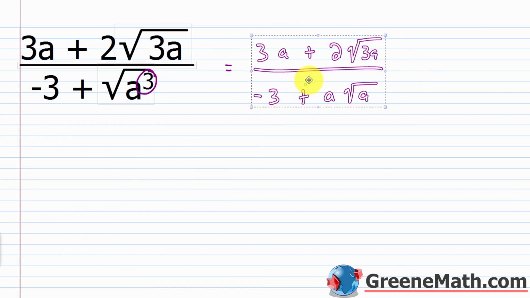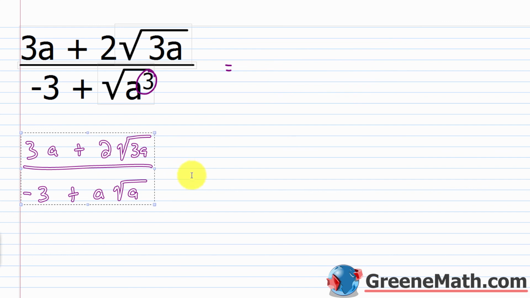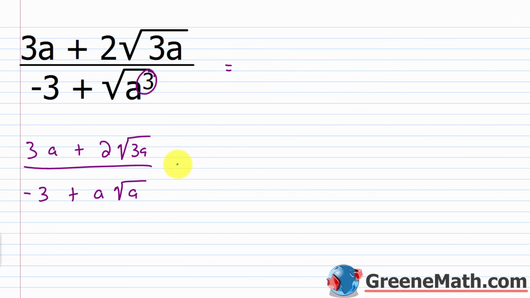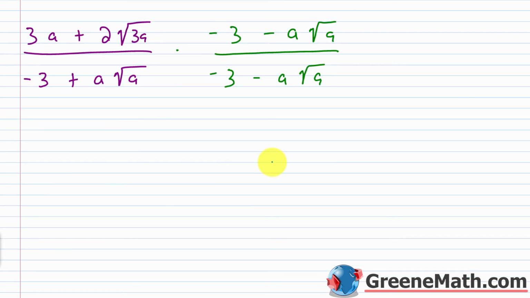Let's drag this down here to get a little room going. And we're going to multiply the numerator and denominator by the conjugate of the denominator. So at this point we know that would be negative 3 minus, right, we're changing the sign, a times the square root of a. So negative 3 minus a times square root of a. All right, so now that we've got that figured out, let's multiply. So for the numerator here, I'm going to use FOIL. It's going to make it easy.